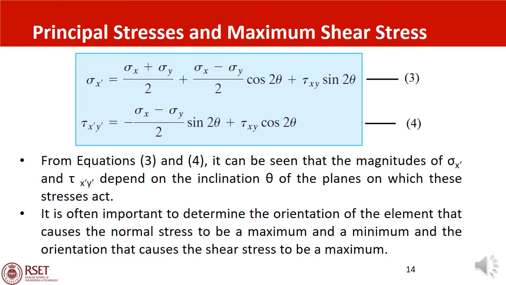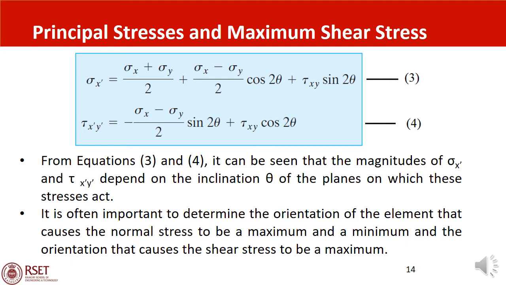Similarly, in equation 4, if you keep on changing the value of theta, you will come across a case where you get a maximum value for tau x dash y dash. In engineering practice, it is very important to identify these orientations: the orientation of an element which gives the maximum and minimum value for the normal stress component sigma x dash, and the orientation which gives the maximum value for the shear stress component tau x dash y dash.